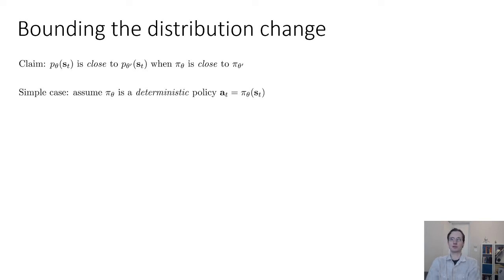So let's start with a simple case. Let's first assume that pi theta is a deterministic policy, which means that we can express it as at equals pi theta of st. We'll generalize this to stochastic policies later, but I think the deterministic derivation provides a little bit of intuition, which then makes the stochastic case easier to understand.